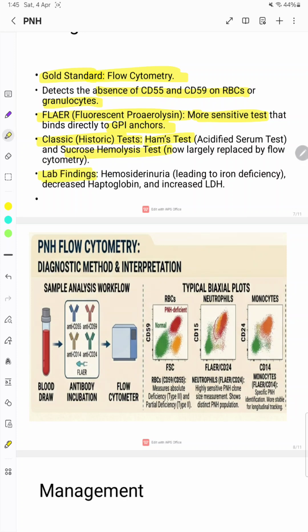And other clinical biochemistry findings involve the urine. There is hemosiderinuria, ultimately leading to iron deficiency, and there is decreased haptoglobin level and increased LDH level in the serum.